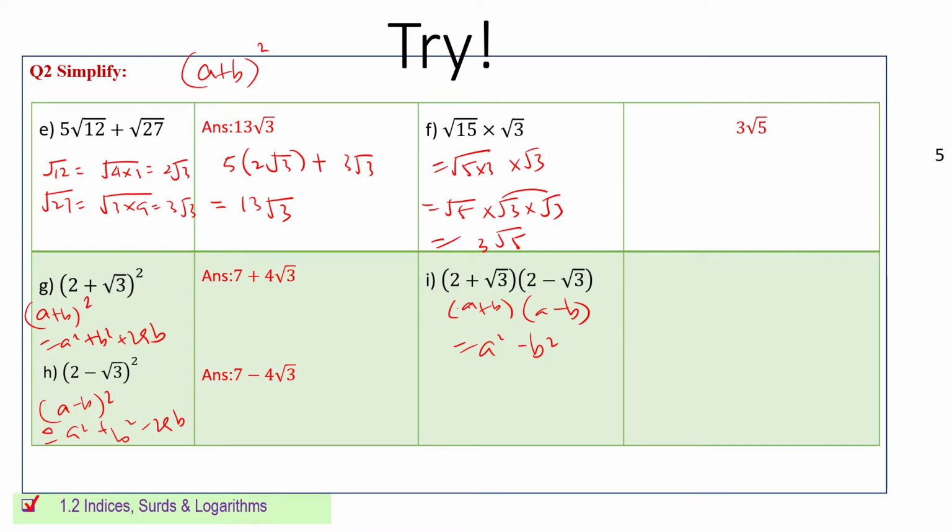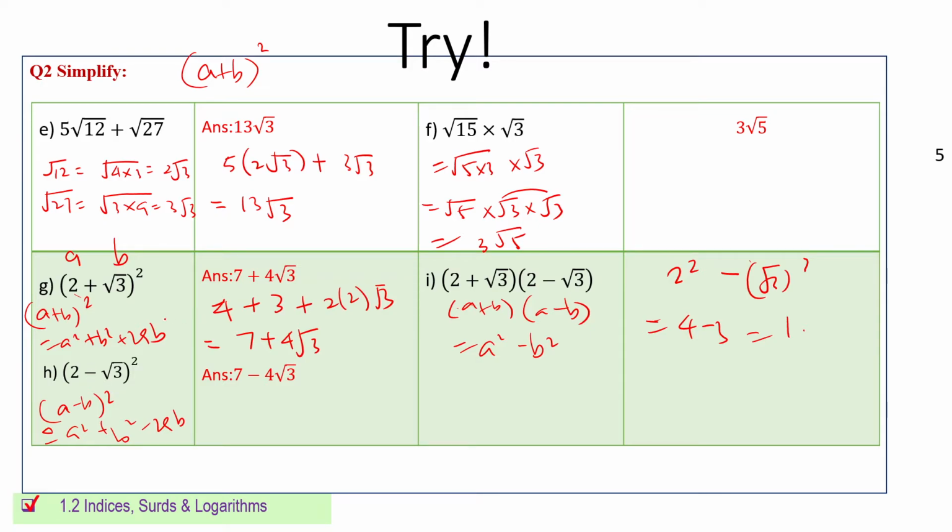Okay, so my a is 2, so I have 2 square. My b is root 3, square is 3, so 4 minus 3 equals 1. So how about this one? This is my A, this is my B. So A square is 4, B square is 3, and then my 2AB is 2 times 2 root 3. So finally, I have 7 plus 4 root 3.